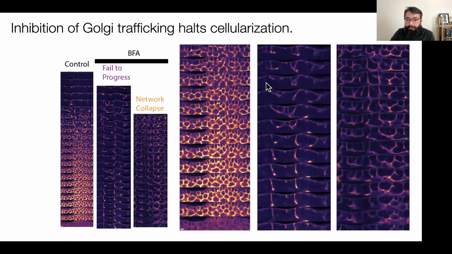And you can see the difference a little bit more clearly here if I zoom in. Typical assembly, then fail to progress, the phenotype that I call fail to progress, they just get stuck in early furrow initiation, or network collapse. If they have already started to cellularize, then they just collapse into each other because they have no more membrane available.